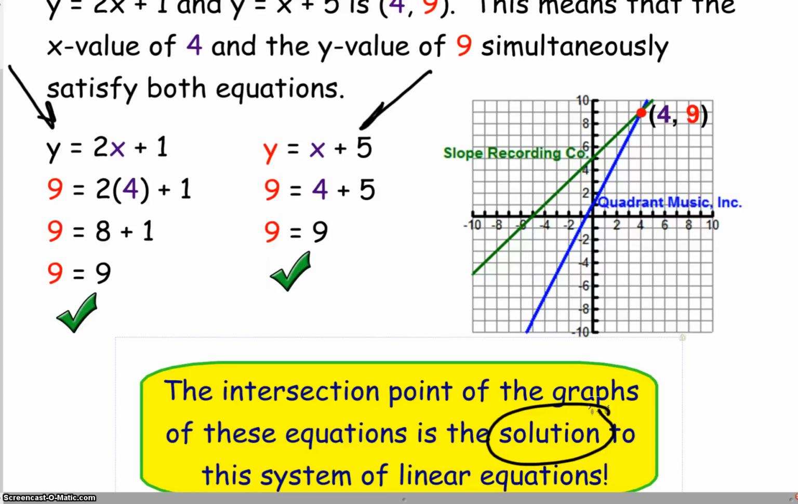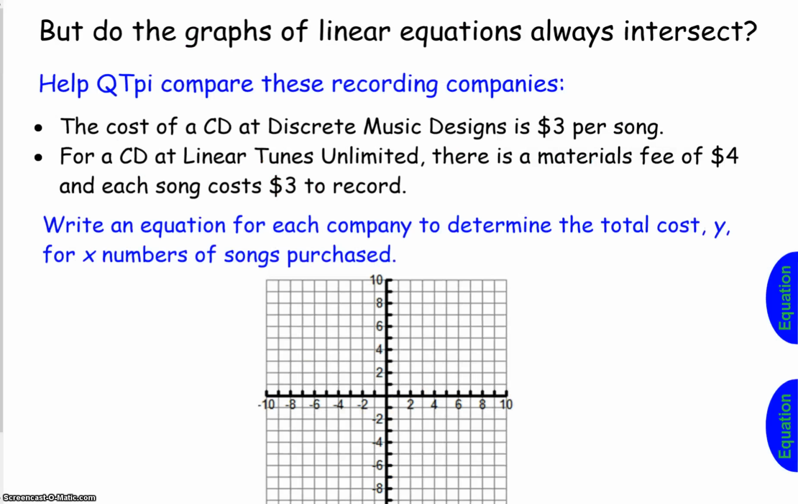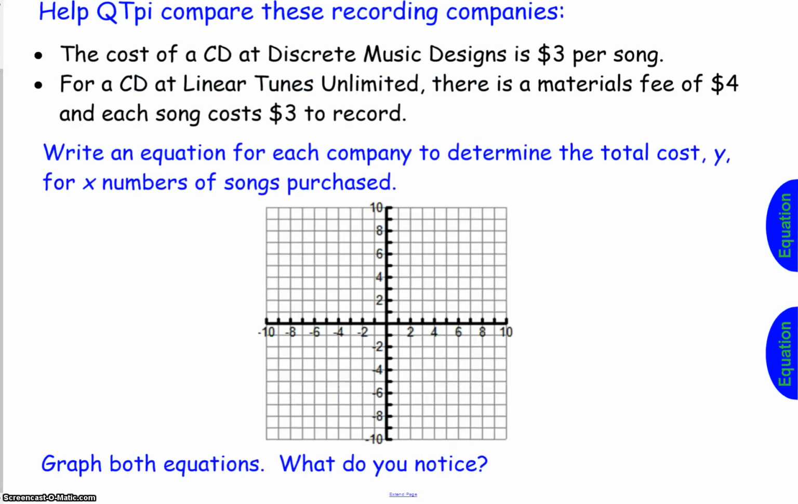Moving on to number 8. It says, but do the graphs of linear equations always intersect? It says, help QTP compare these recording companies. The cost of a CD at Discrete Music Design is $3 per song. And for a CD at Linear Tunes Unlimited, there's a materials fee of $4 and then each song costs $3 to record. It says write the equation for each company to determine.